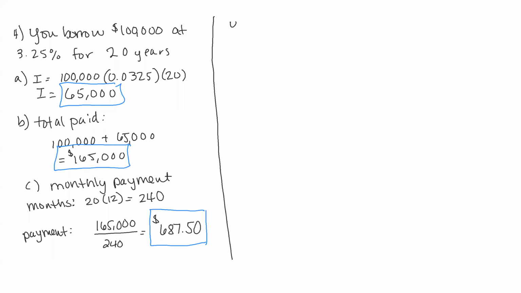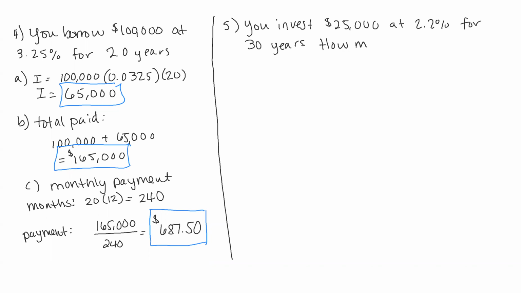Okay, now for this next one, we're going to look at investing. So let's say that you came upon $25,000. So you invest $25,000 at 2.2% for 30 years. How much money will be in your account at the end of 30 years?